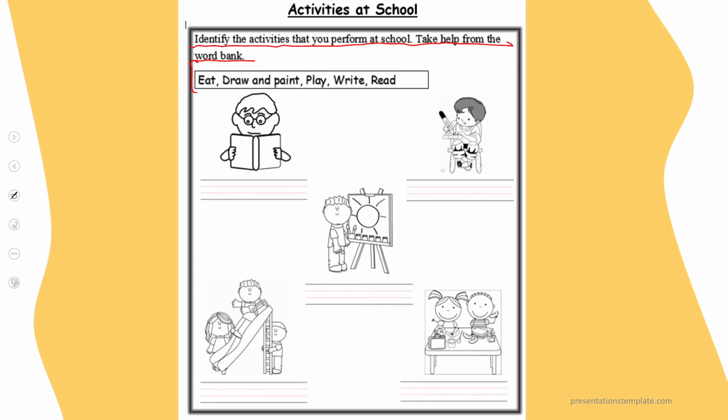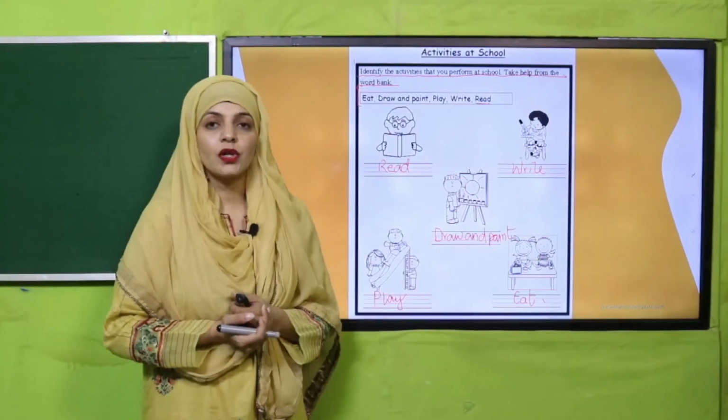So, first one, the kid is reading. So you will write here read. Here it is written. Then write. We write it in the school. Then we paint, draw and paint. And we also play. And we also eat. So these are the different things that we do in our school. Pause the video and quickly complete the worksheet.